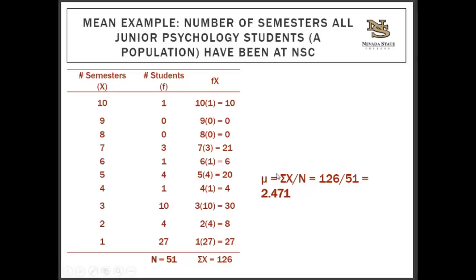So you can see that I'm using the mu symbol to represent the mean because I'm working with the population. And in my formula, sum of x divided by n, I'm using a capital N in my denominator to represent that I am working with a population, so population size is the uppercase N. The sum of x, the sum of all the scores added together, was 126. Divide that by how many scores there were, 51, and you get 2.471. So what we could say is that the mean number of semesters that all junior psychology students have been attending NSC is 2.471.